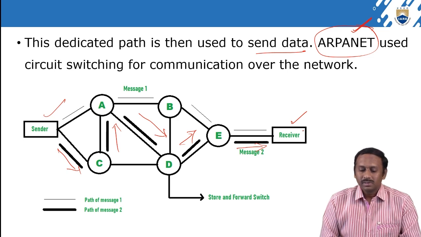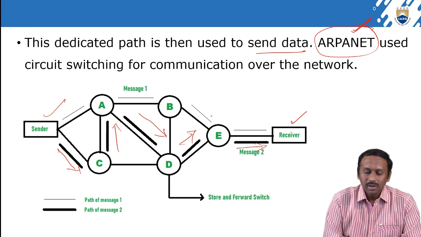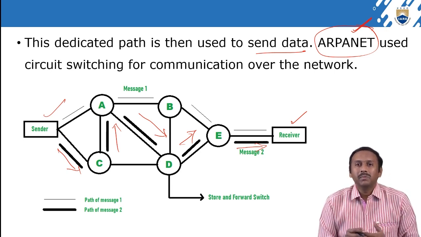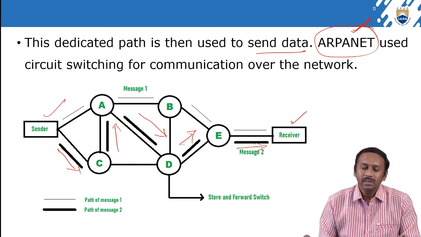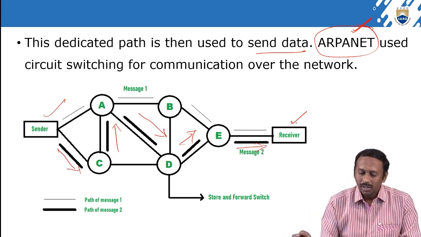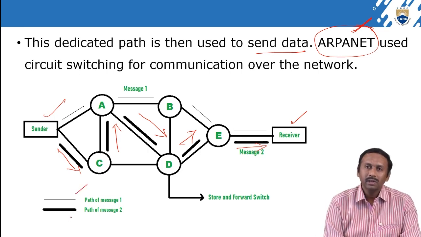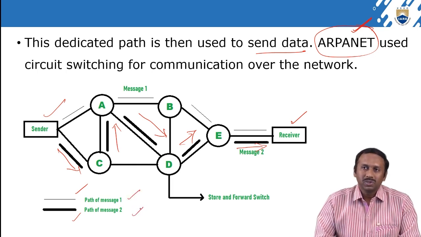Okay, so this is an example of circuit switching. That means all our dedicated paths exist. Among these several dedicated paths, it is going to identify one of the best paths, and again with this particular path it is going to transfer the data from source to destination, or sender to receiver, right? And there are thin lines and thick lines. This thin line is the path of message 1 and the thick lines represent the path of message 2, right?